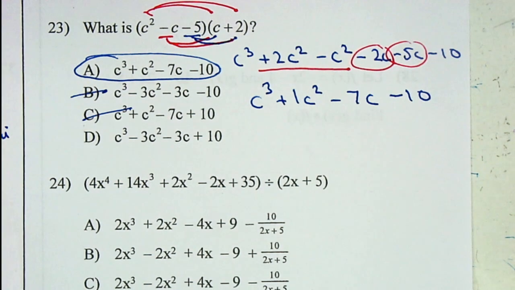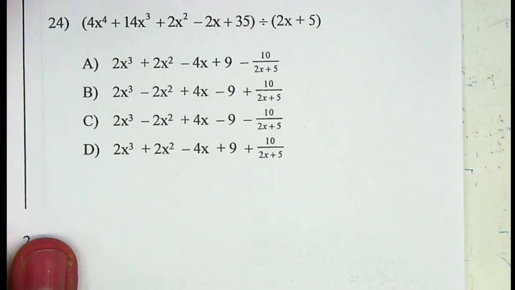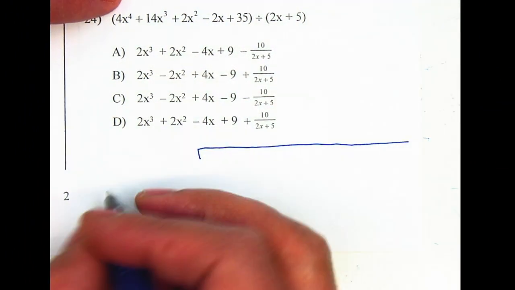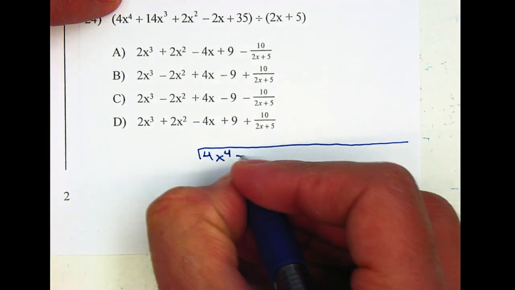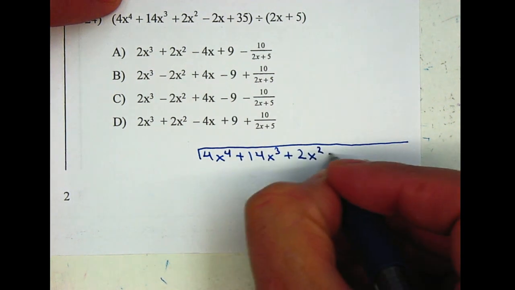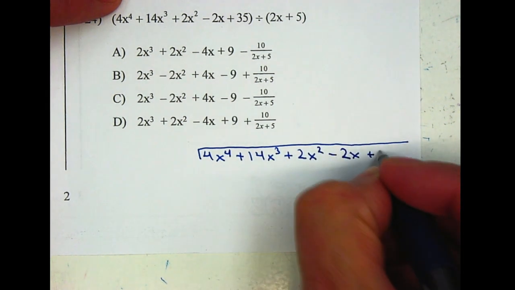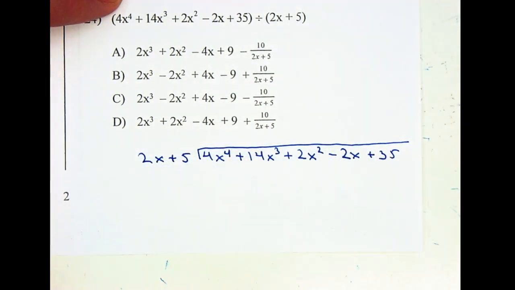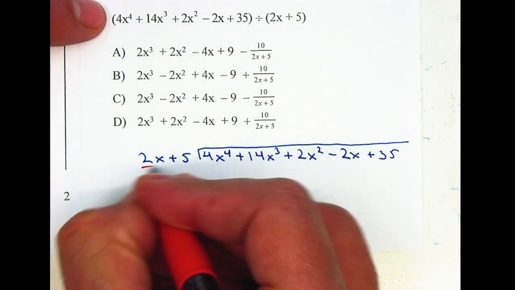Problem number 24. We have a long division. So let's see if it fits right here. We have 4x to the fourth plus 14x to the third plus 2x squared minus 2x plus 35 divided by 2x plus 5. We're just going to divide it just like we've divided whole numbers throughout middle school and elementary. First, it's the same process.